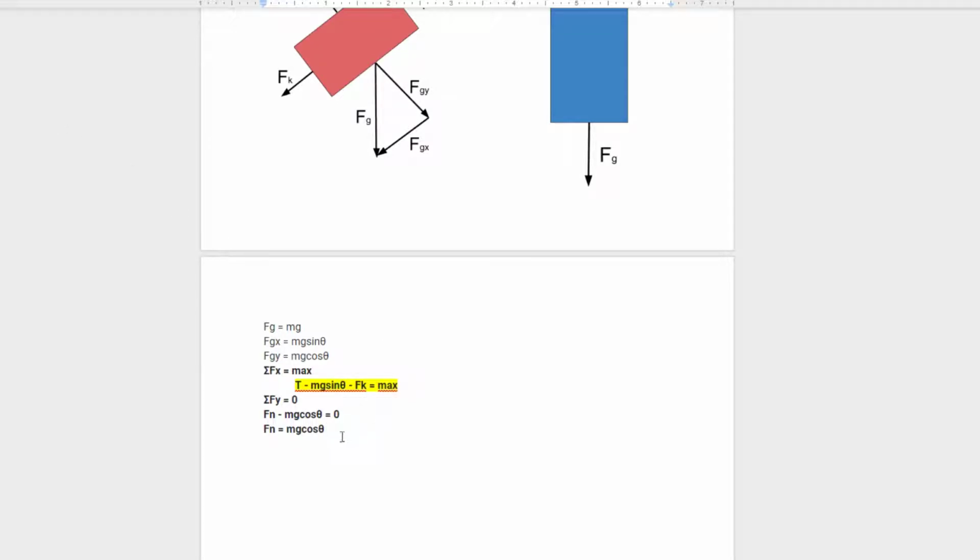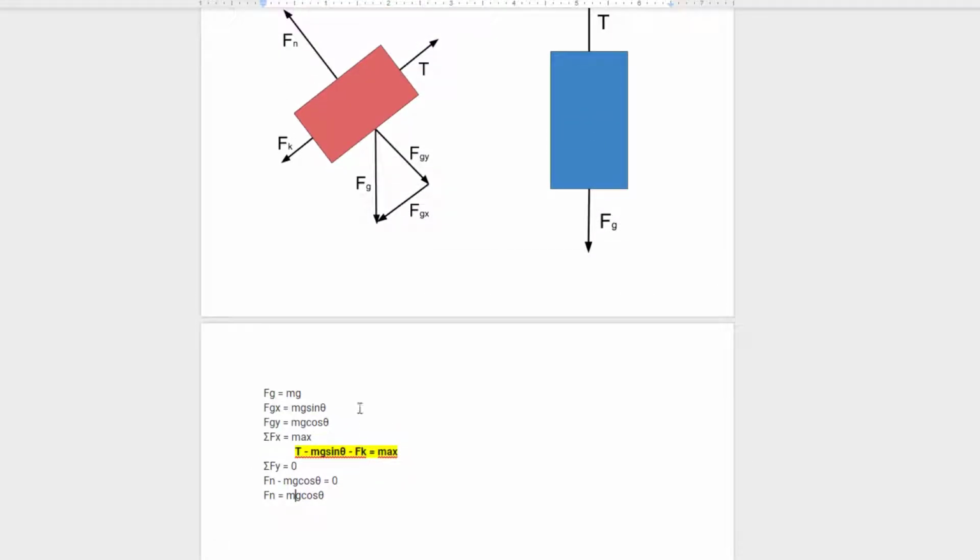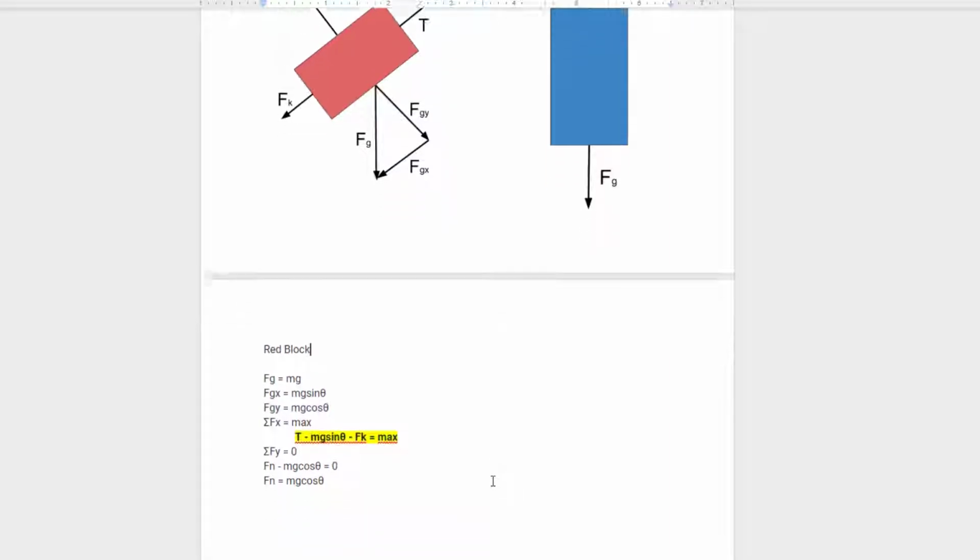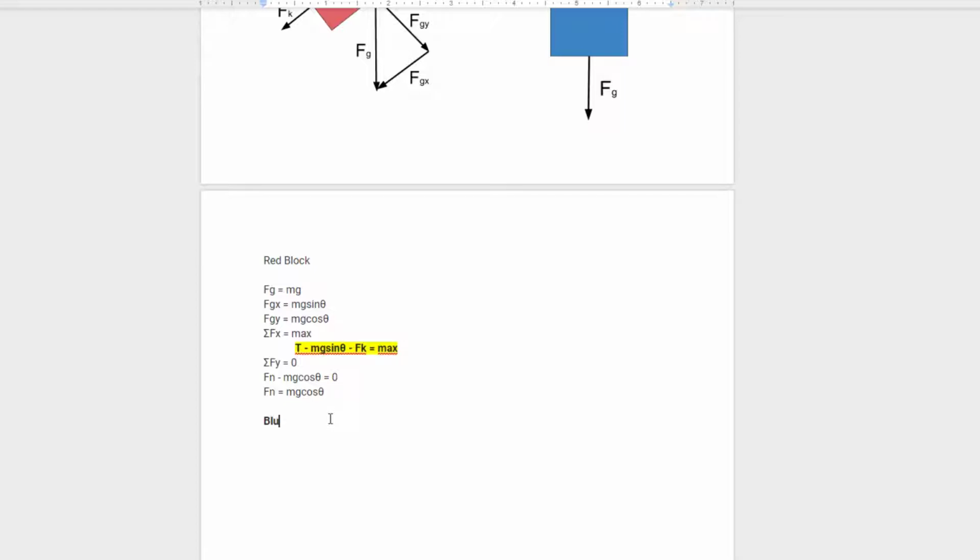Again, let me unbold all of this really quick. It's bothering me. Alright. We're going to keep this in our equation holster and use it later. So this is all for the red block. Now we're going to go to blue. Blue block.